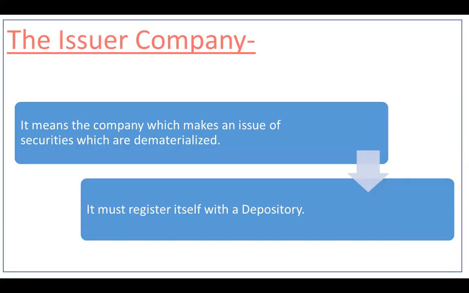The issuer company means the company which makes and issues the securities which are dematerialized. The company who wants to issue shares or securities is called the issuer company. It must register itself with the depository. If a company wants to act as a depository participant, it must register itself with the depository. It is called the issuer company.